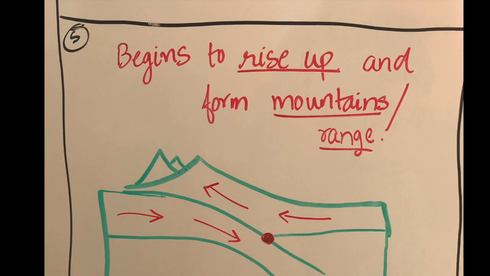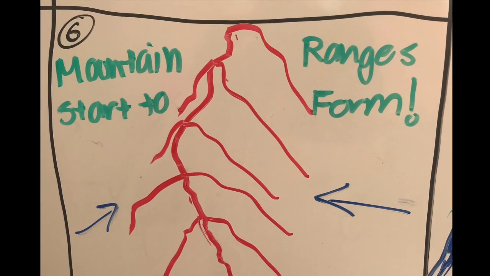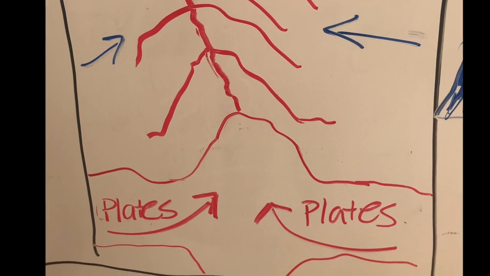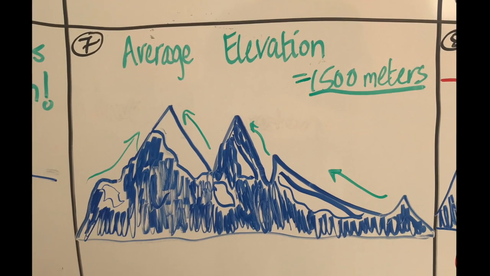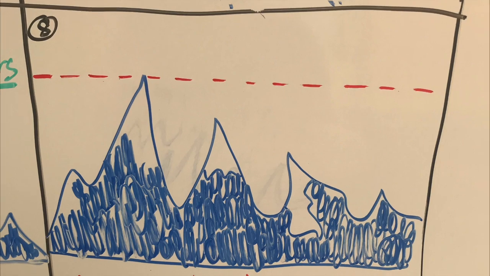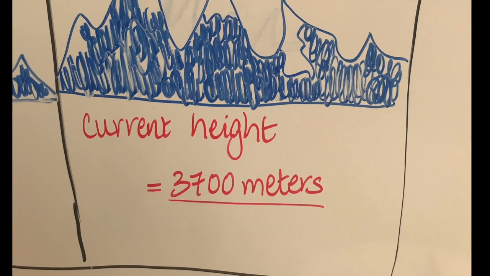Fifth, it begins to rise up. And sixth, the mountain ranges start to form. Its average elevation is 1,500 meters. Now the Sierra Madre Oriental is 3,700 meters tall.